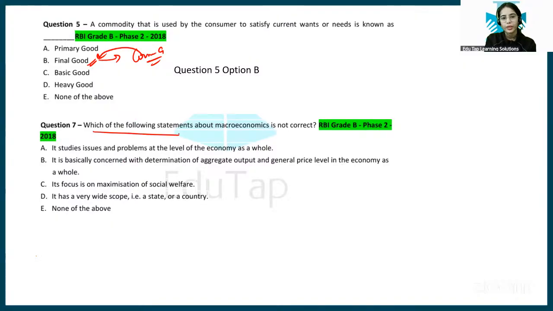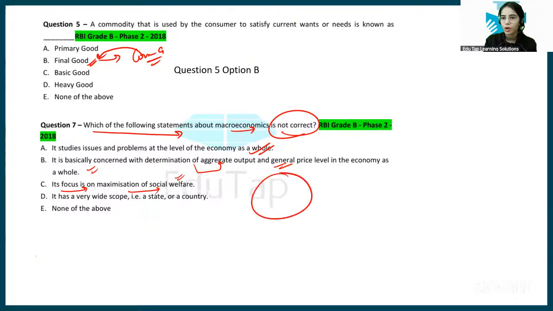Which of the following statements about macroeconomics is not correct? It studies issues and problems at the level of the economy as a whole, correct. It is basically concerned with determination of aggregate output and general price level in the economy as a whole, correct. It talks about the aggregate total output, national income, general price level. Its focus is on maximization of social welfare, correct.